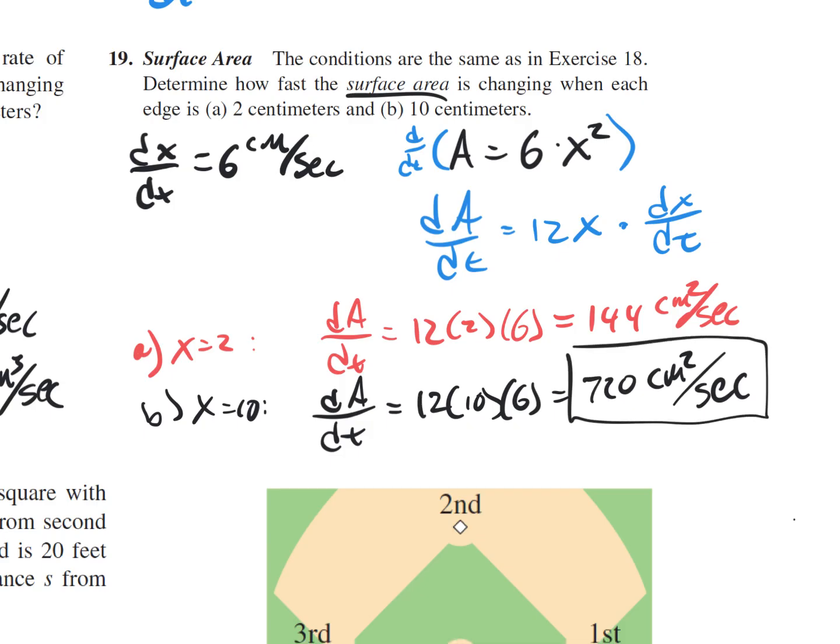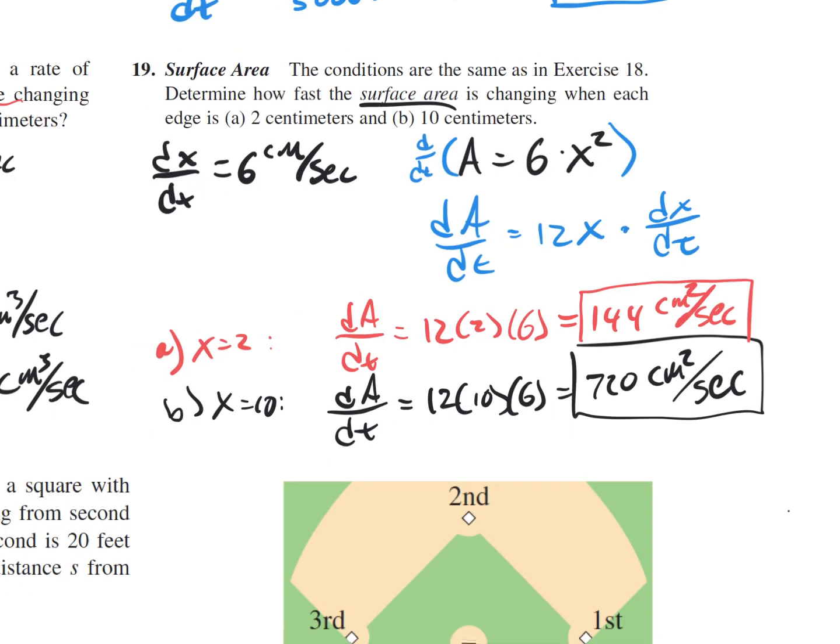So once again, big ideas. We find an equation that connects the two variables, in this case area and the edge, the two things that are changing. Take the derivative with respect to time, plug in what you know, and solve for what you don't.